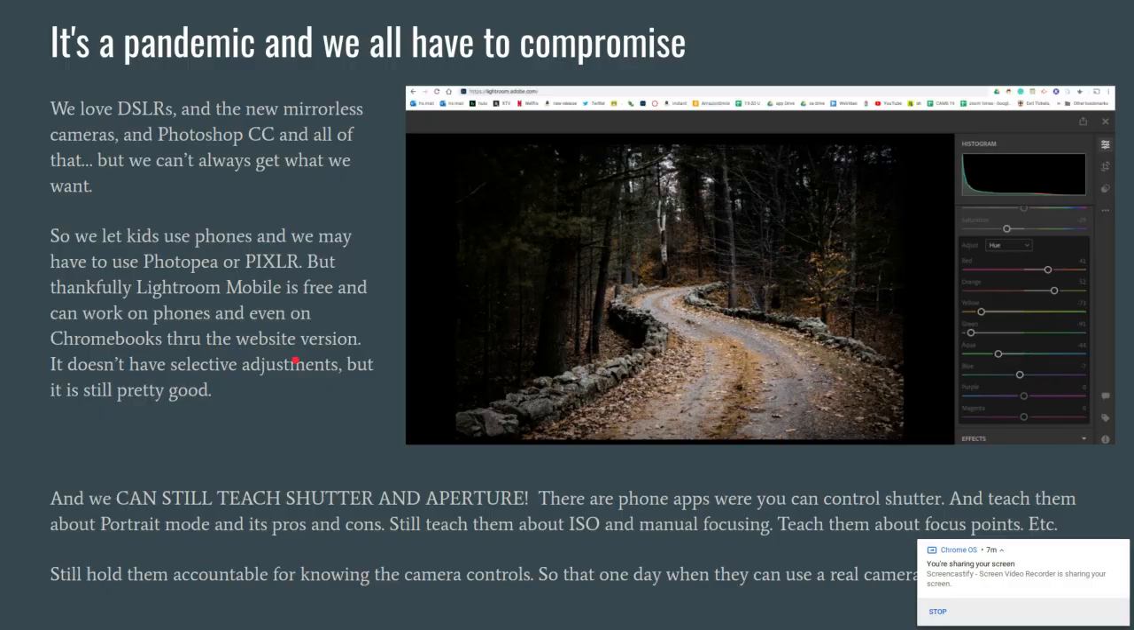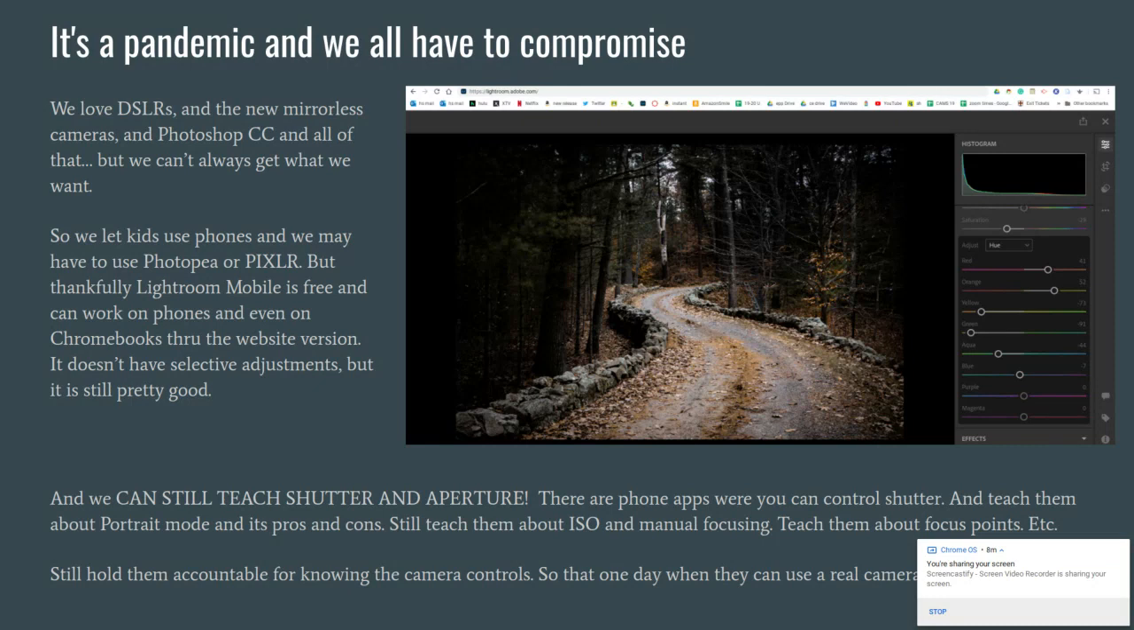And we can still teach shutter speed and aperture. Please, I've seen teachers online saying oh, I don't know if I can teach it anymore. They're using their phones. Well, first of all, there's apps where they can control their shutter. And there is portrait mode on iPhones. And I think Androids have something similar.